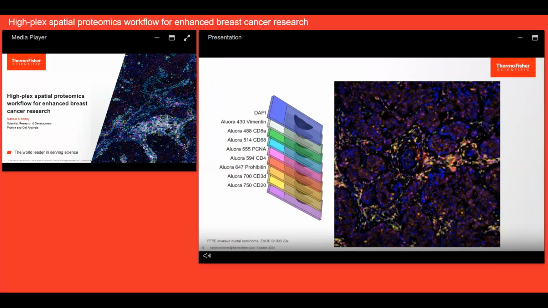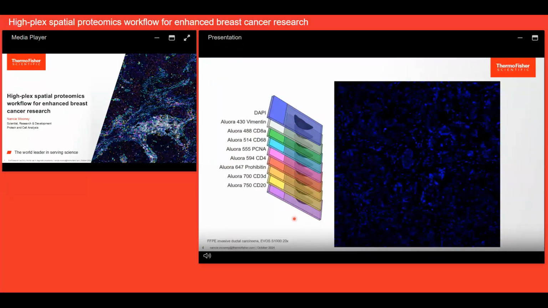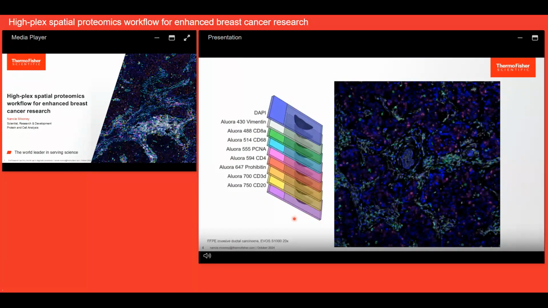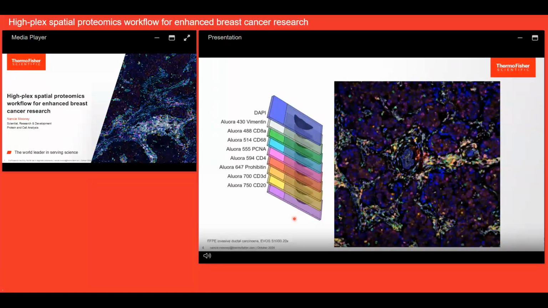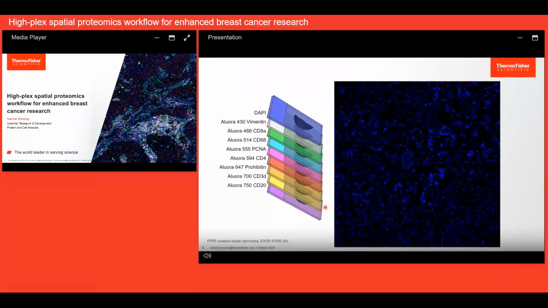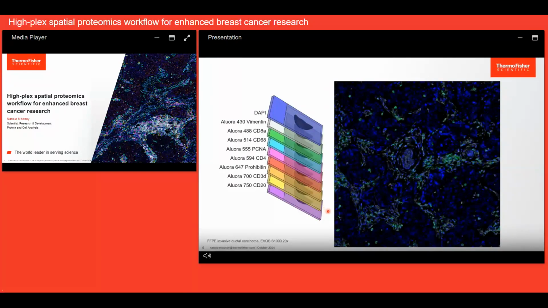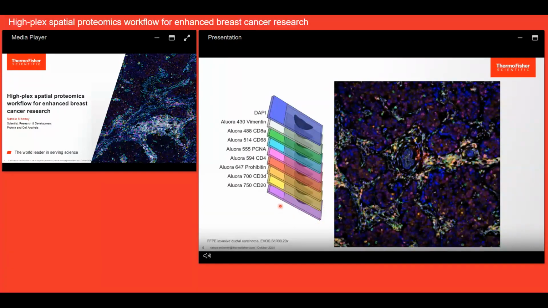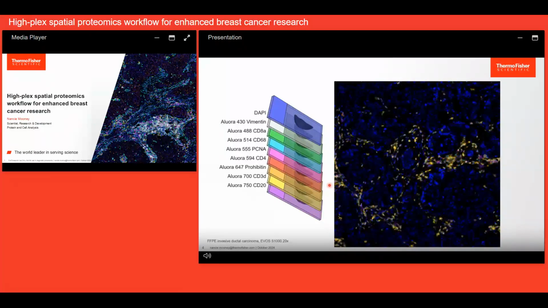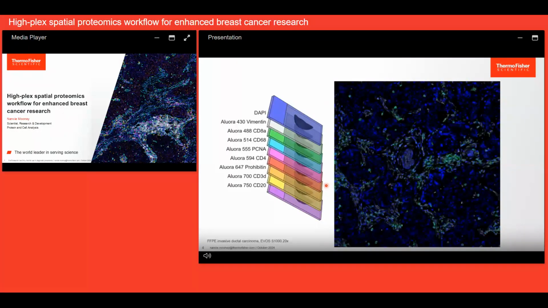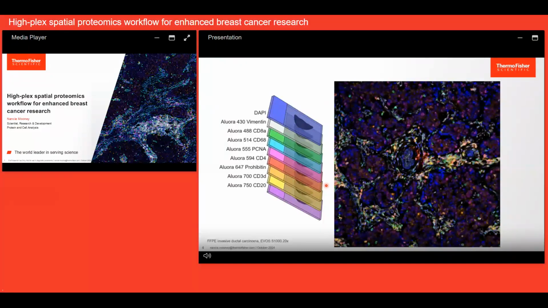With these new technologies, however, like the Alora spatial reagents and the S1000, we can multiplex up to 8 biomarkers into a single tissue and then include DAPI, allowing us to build up a 9-plex. So in this invasive ductal carcinoma, I was able to take those 8 prior biomarkers and put them into one sample. Here I have a video showing the various markers being turned on and off to highlight the multiplex we were able to enable.